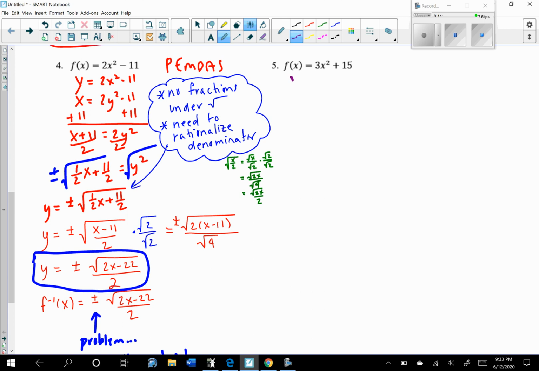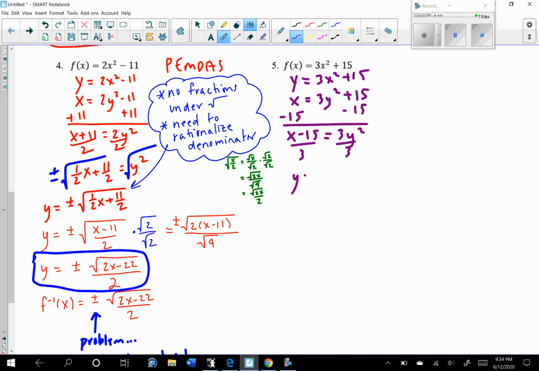So set it y equals, switch your x and your y's, subtract the 15, divide by 3. And again, this is not linear, so I'm going to leave this like this instead of splitting it up like we did for the linear function. So we have y equals the square root of x minus 15 over 3.